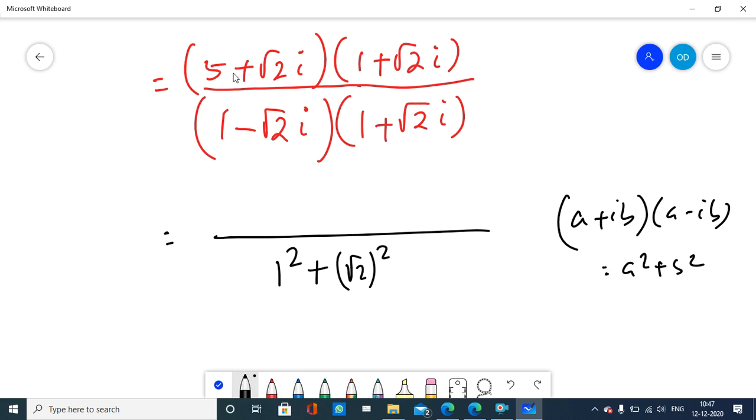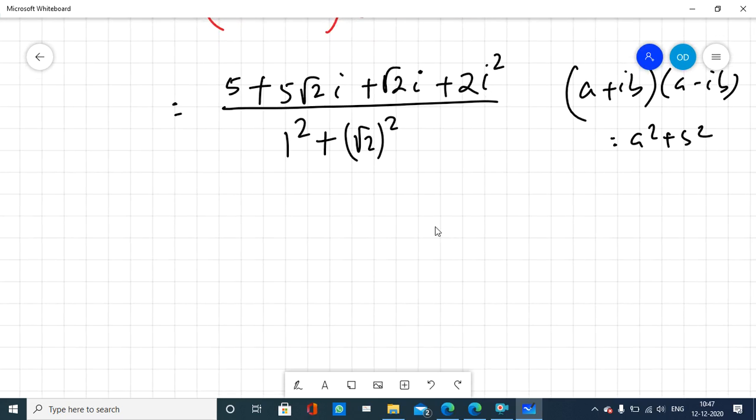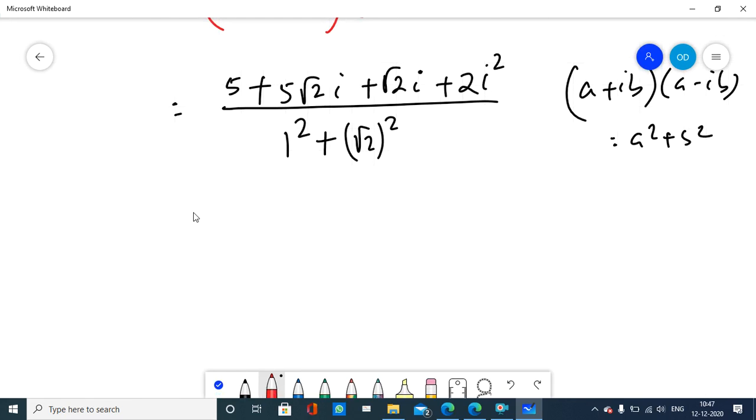Okay. Now on the numerator, what shall you do? You have to apply distributive law here. 5 into 1 is 5, plus 5 into root 2i means 5 root 2i, plus root 2i into 1 is root 2i, plus root 2 into root 2 is 2, i into i is i square, which is minus 1, we know it, right? i square is minus 1.